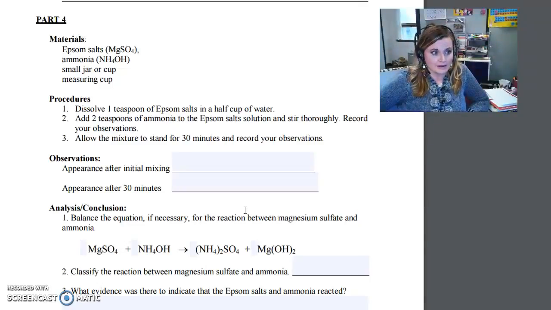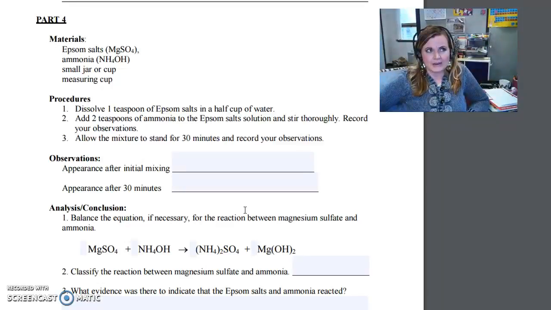Ammonia, you already have some of that. A small jar or cup and a measuring cup. Dissolve a teaspoon of Epsom salts in a half cup of water. Add 2 teaspoons of ammonia to the Epsom salt solution and stir thoroughly, and then record the observations. Okay, you're going to mix it and record after the initial appearance and then after 30 minutes. The other thing I would say is to make sure you also look at the initial appearance of both your Epsom salt mixture and your ammonia.